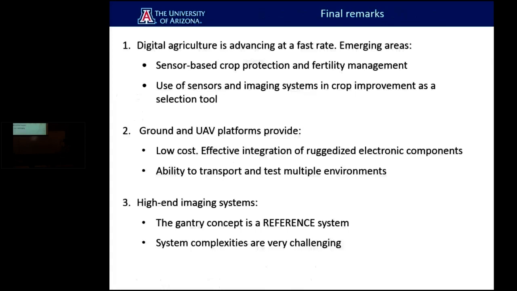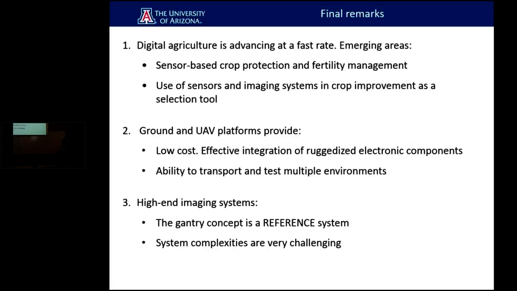Okay, so I'm going to finish there, but I want to bring three aspects that I want to make sure are understood. I'm 5 minutes over my time. The first one is that digital ag is advancing at a fast rate. It's no other direction that we're heading currently. And we use that for crop protection and fertility management. So we are active in that area.